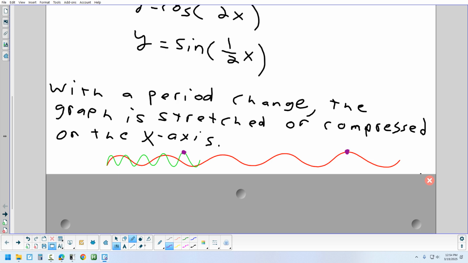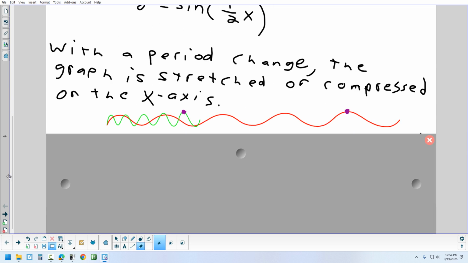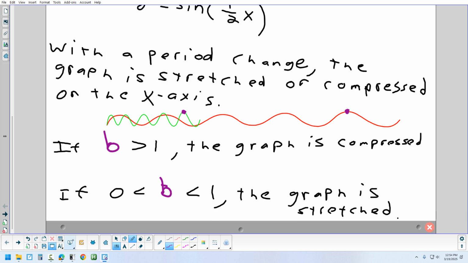Okay, so what kind of number do you think is going to cause it to compress in general? Anything above 1. Anything above 1. Yep. 1 stays the same. So anytime that it's above 1, it will compress. If it's between 0 and 1, it will stretch. If it was less than 0, it would cause it to flip and stretch. But that's not something we're going to look at.